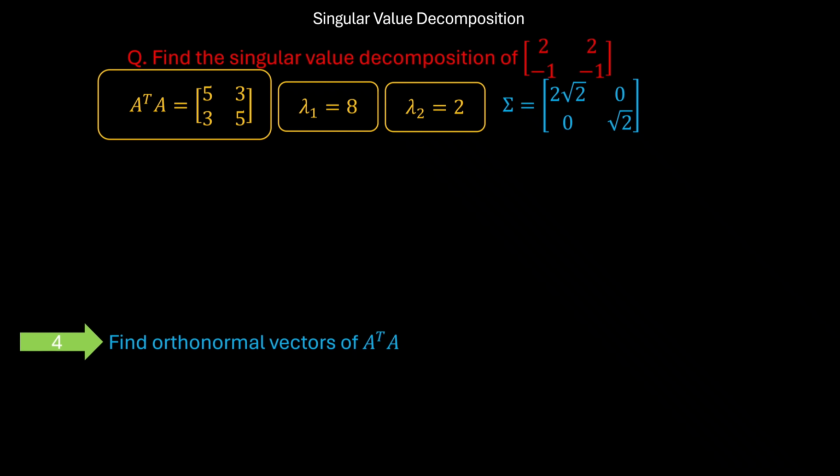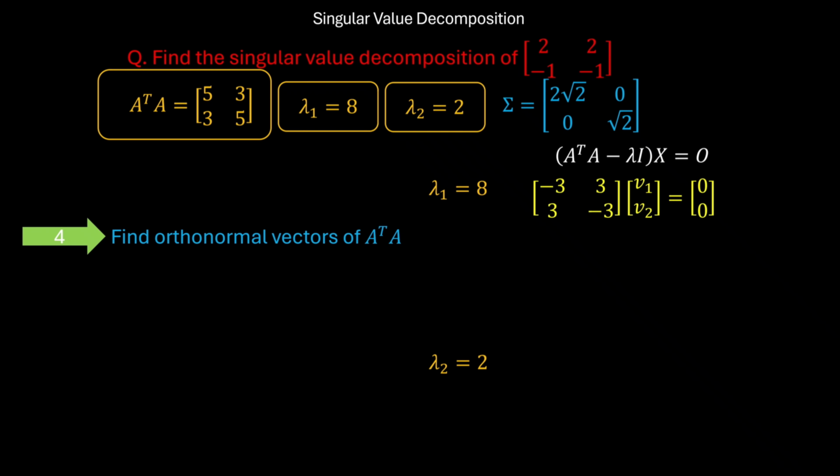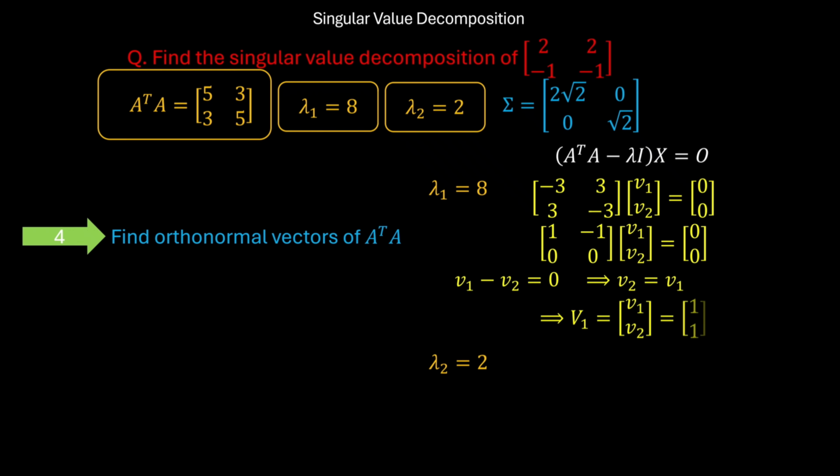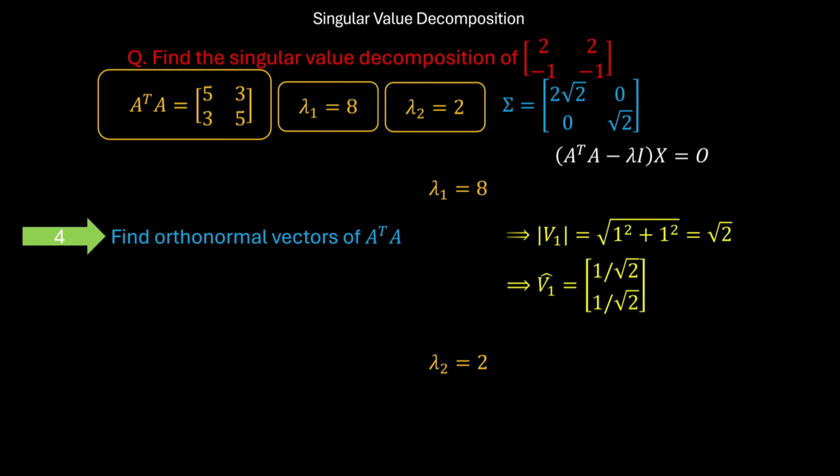Next, we find the normalized eigenvectors for A transpose A, giving us a right singular matrix V transpose. For that, we start with the matrix equation A transpose A minus lambda I times x is equal to the 0 matrix, and we will determine the eigenvectors for both the eigenvalues 8 and 2. For lambda 1 is equal to 8, on performing the elementary row operations or EROs, we get v1 minus v2 is equal to 0, which gives us that the eigenvector V1 corresponding to the eigenvalue lambda 1 equal to 8 is column 1, 1. Recall step 4, orthonormal eigenvectors. So next we find the magnitude of V1, which is square root of 2, and divide V1 by it to get V1 hat.